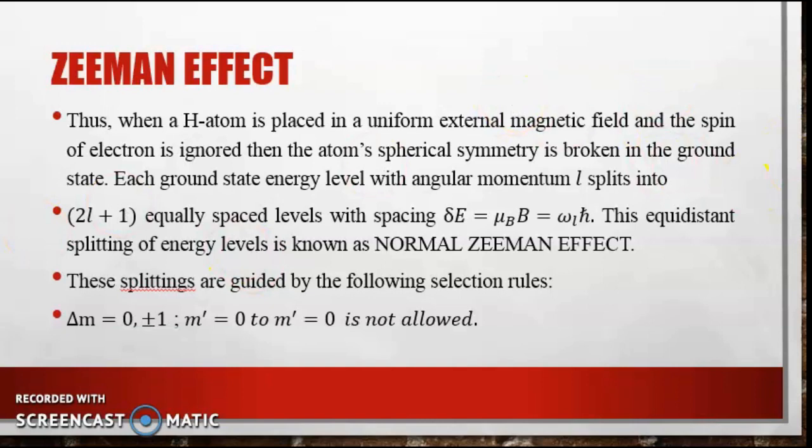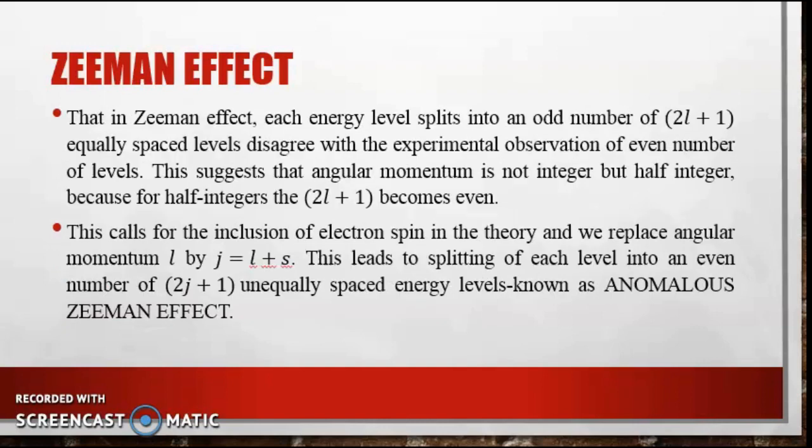Now, these splittings are guided by certain selection rules. What are those rules? Delta M equal to 0 and plus or minus 1. That means for a given transition, the ML value will change strictly by delta M equal to 0 or plus or minus 1. Whereas a transition from M prime equal to 0 to M prime equal to 0 is forbidden. It is not an allowed transition.